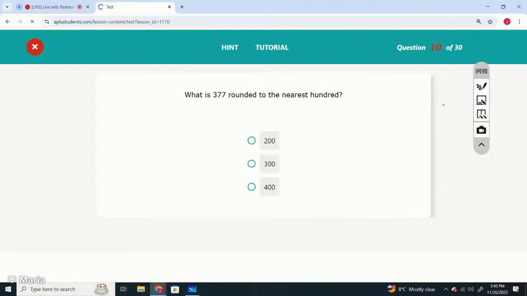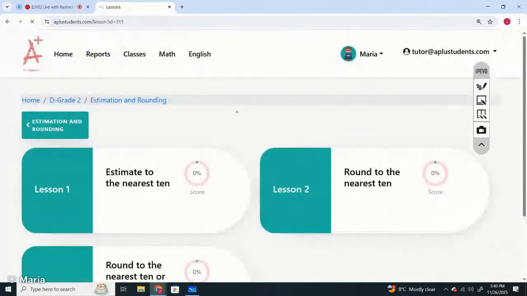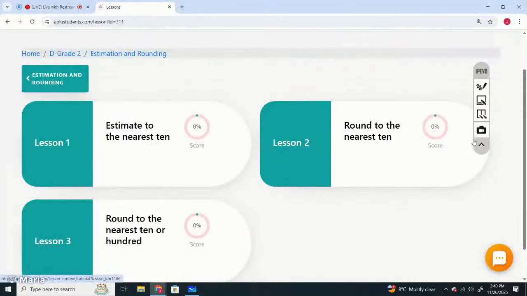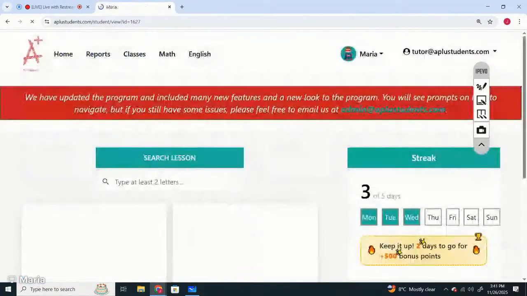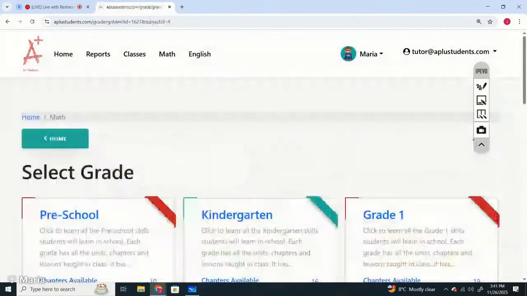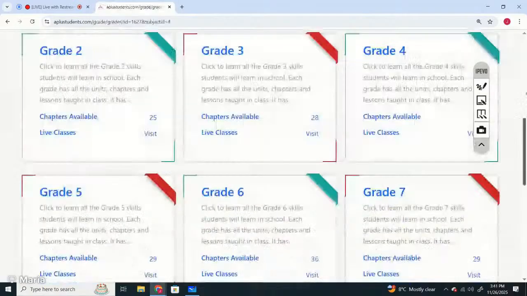Okay, you can complete the lesson by yourself later today. The chapter we were working on is estimation and rounding. What we have covered today are rounding to the nearest 10 and rounding to the nearest 10 or 100. So please make sure before the next session you complete all the practice questions for it. That is your homework until the next session.